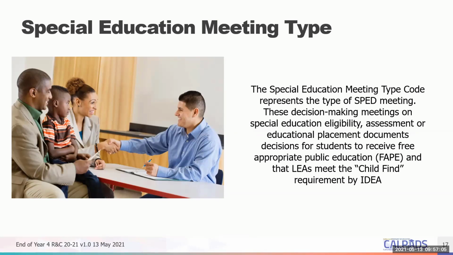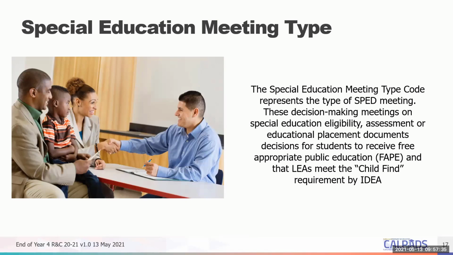You have 15, which is Part C, initial evaluation. Those are for your IFSP. Then you have your 20, which is an annual meeting, 30, which is pending evaluation, and 40, which is triennial. Don't be so transfixed on the different names and titles. What you really want to understand with the meetings is the purpose of the meetings, and that's always described in the CalPEDS code set.